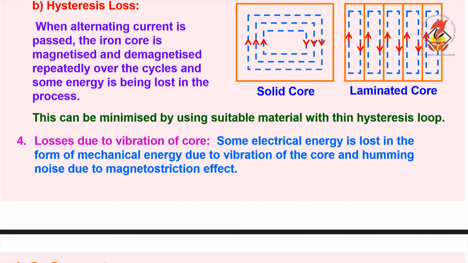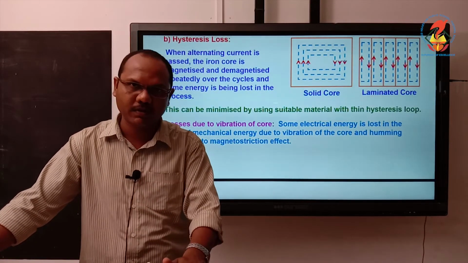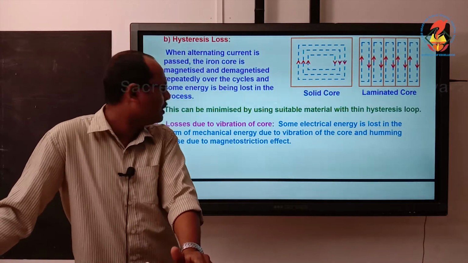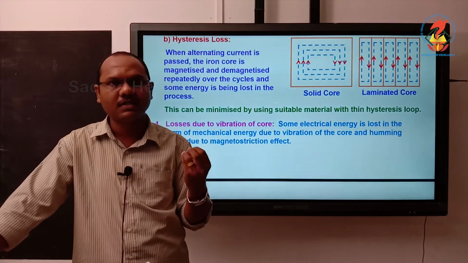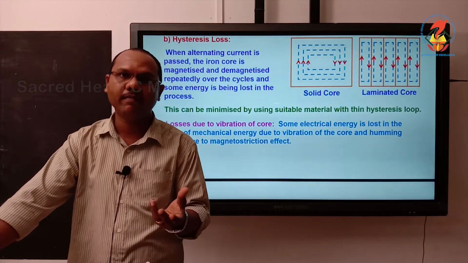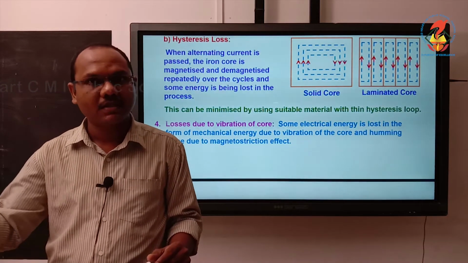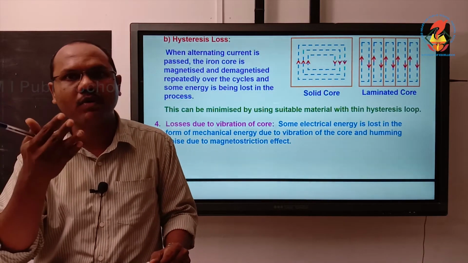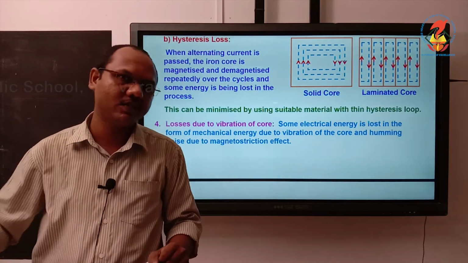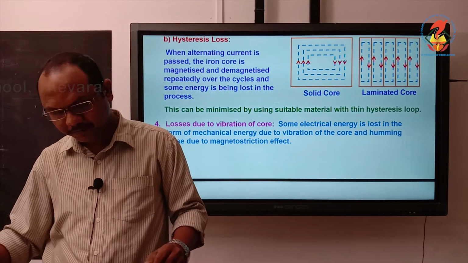So these are the various losses in a transformer. Even though I have mentioned all these things, these losses are very small. That is why I told you the transformer has very high efficiency, about 90 to 95 percent.